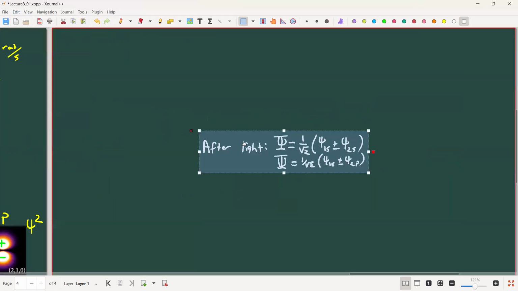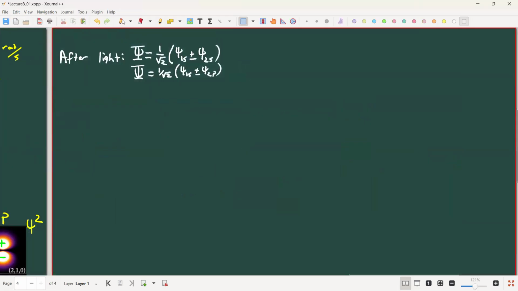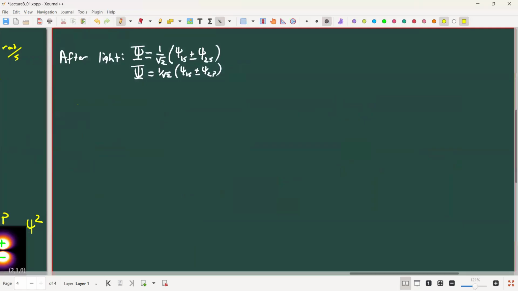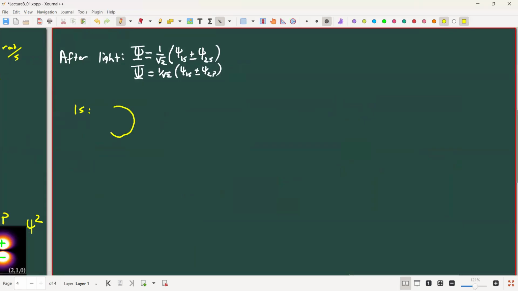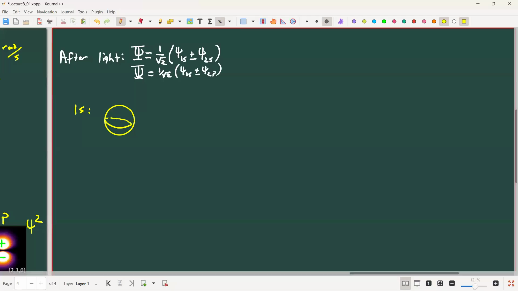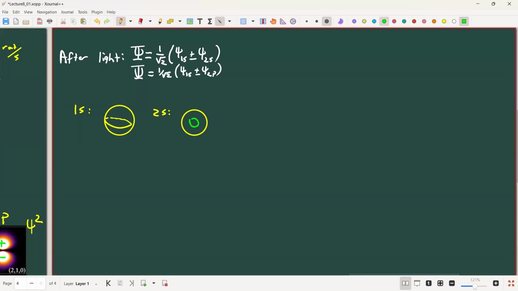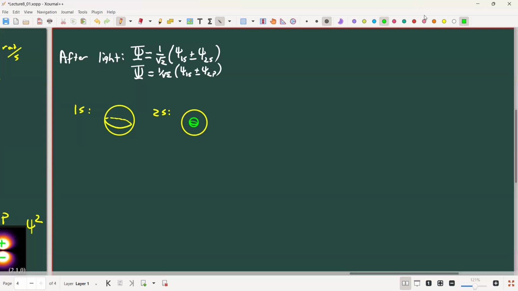So let's go ahead and paste these here. All right, so let's look at the 1s and the 2s combination, right? So 1s, and again, we're going to look at not psi squared, but psi. So we need to think about the signs. So 1s is just a sphere. And 2s is like a sphere with a sphere embedded in it with a different sign. All right, that's 1s and 2s.